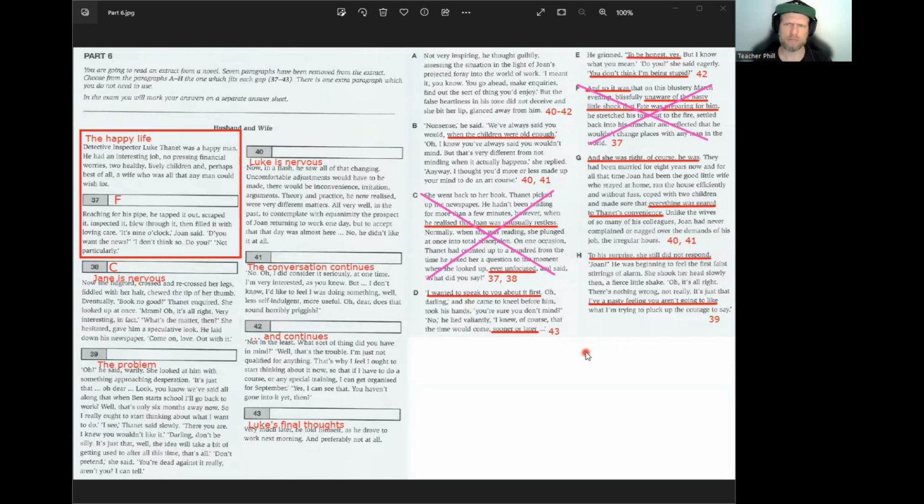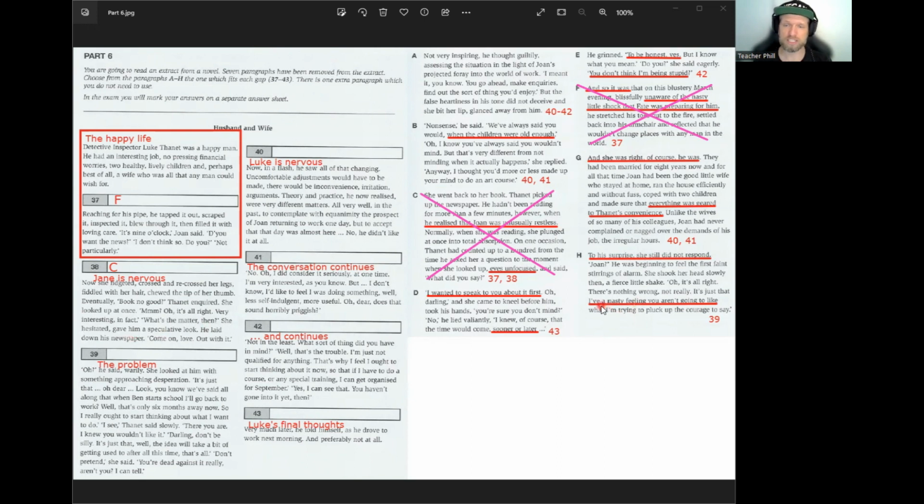One other paragraph that I can only associate with one gap here is paragraph H, which I would only put in 39. Because at the end of this paragraph between 38 and 39, he sees she's nervous. He asks her, is the book not good? She goes, no, it's all right. And he says, what's the matter? Because he notices that she's nervous. She looks at him but doesn't say anything, and she says, come on, love, out with it. So it's a tense situation. But it says here, to his surprise, she still did not respond. So I think that works very well.